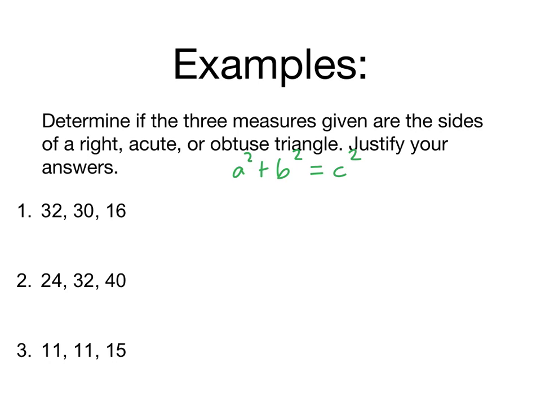Okay, so for this first one, 32, 30, and 16. Always put the largest number in for C. In fact, if it's easier for you to always do this, always put them in order from least to greatest, A, then B, then C. That way you always put the biggest one in for C, and even though the other two are interchangeable, you'll make sure you're putting the biggest one in for C instead of just going from left to right or something like that. So let's do the math. 16 squared is 256.